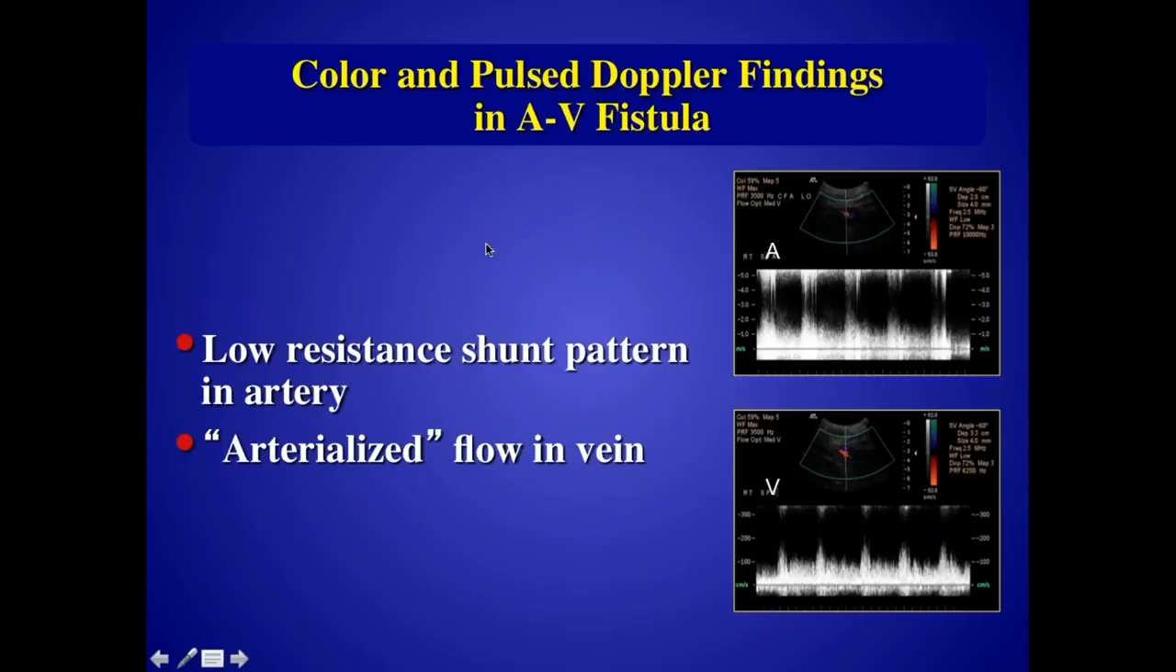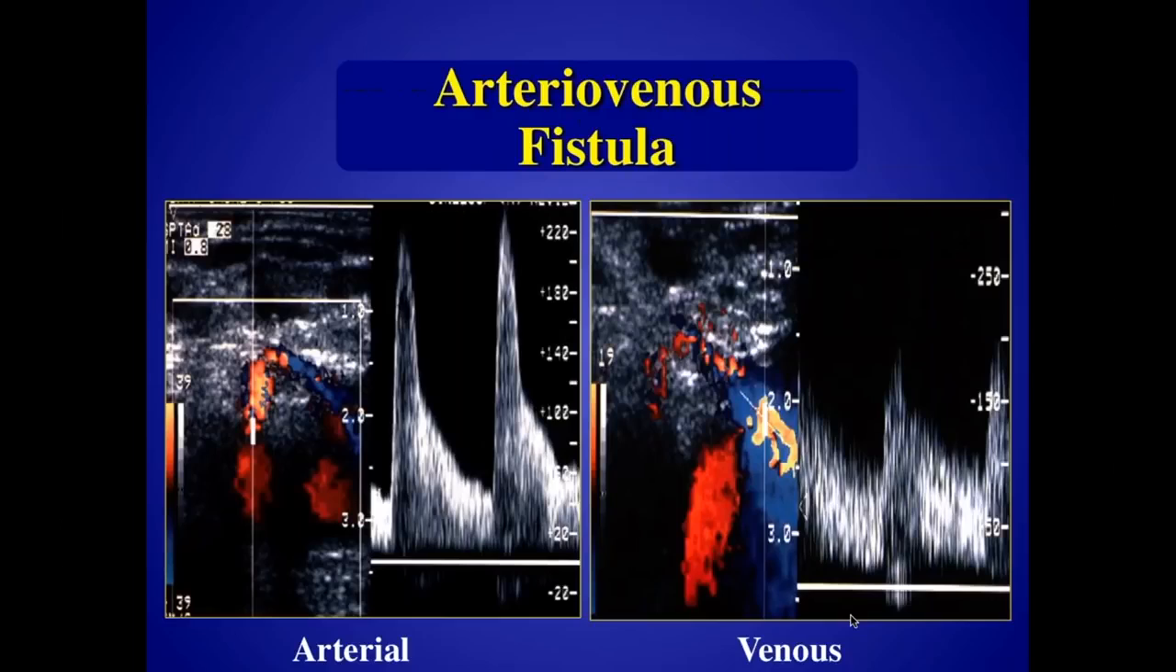I think the diagnosis relies on the waveforms that you obtain. When you sample the artery feeding into the vein, you lose the triphasic pattern. Again, high velocity, low resistance. And if you sample the vein, it's no longer that nice phasic pattern, it's arterialized. So these two findings allow you to clinch the diagnosis.